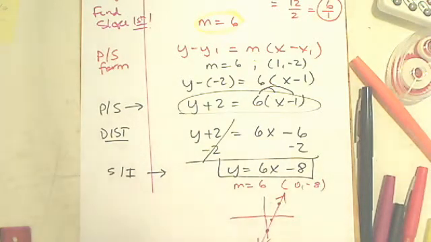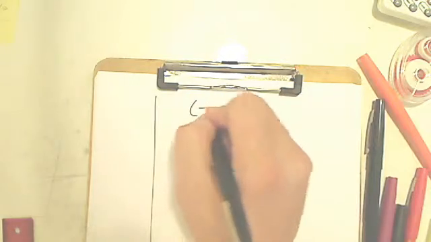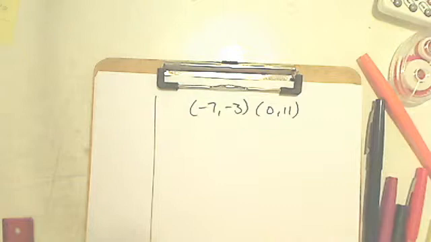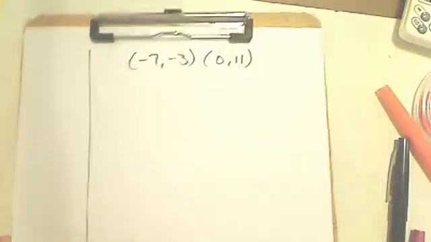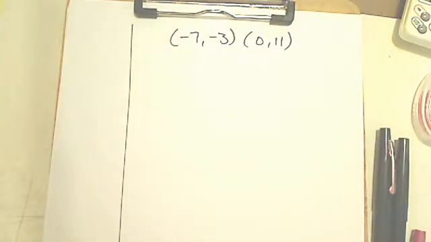One more and we're done. I'm going to give you one more. You ready? Ooh, here's a fun one. Okay, I'm going to give this to you. I'm going to work, and then you can work it out. Oh, so sorry. Don't look. Okay. Negative 7, negative 3, 0, 11. Work it out. I'm going to work it out up here, and then we'll check it.